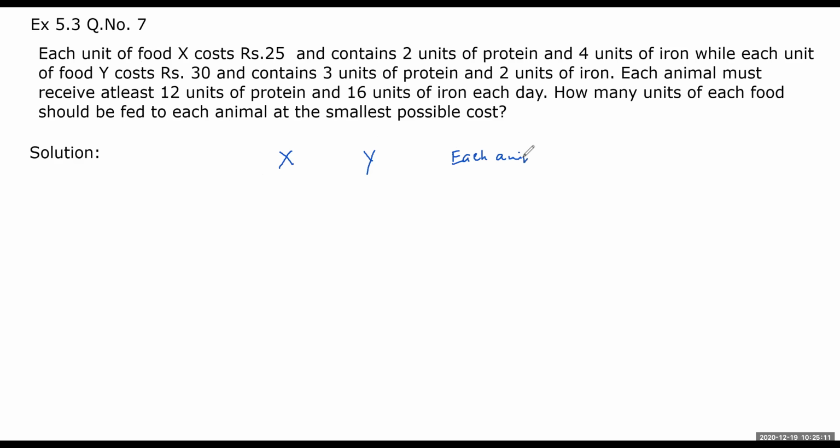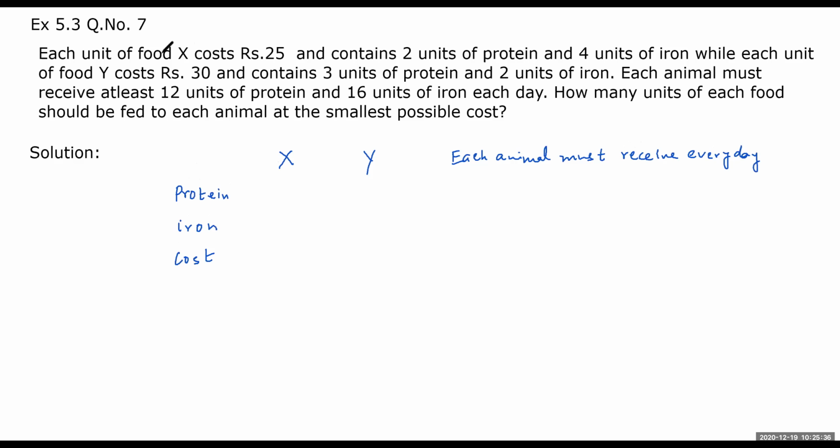Each animal must receive every day. Now, each food contains protein and iron, and of course, there is some cost for each food.